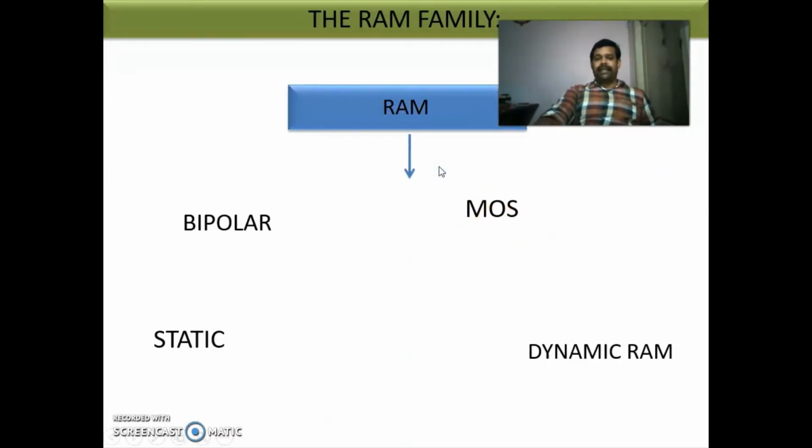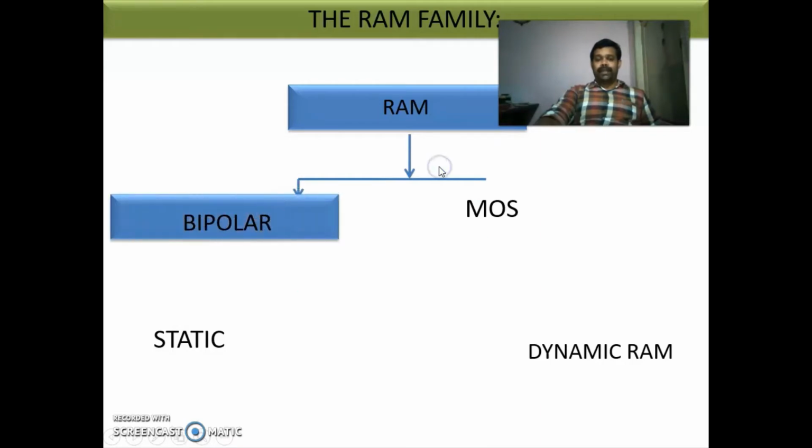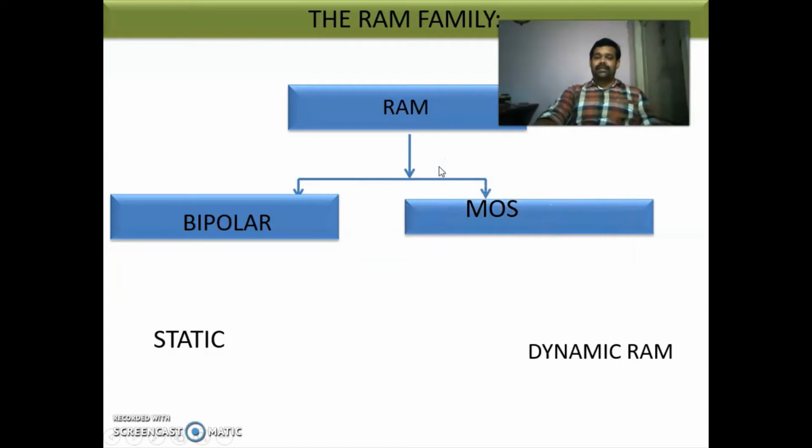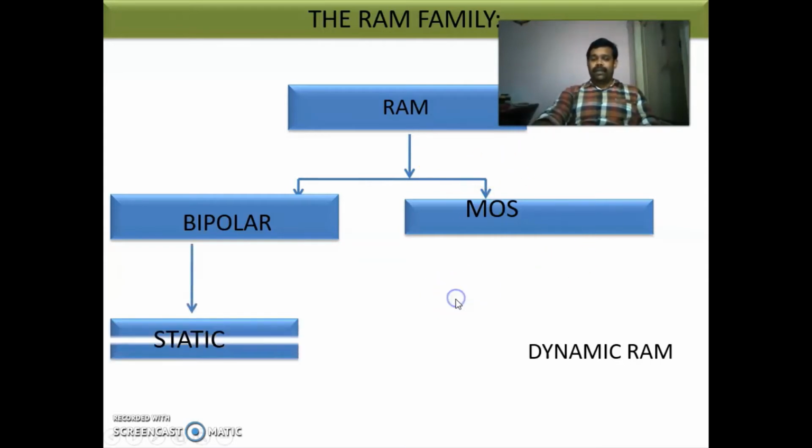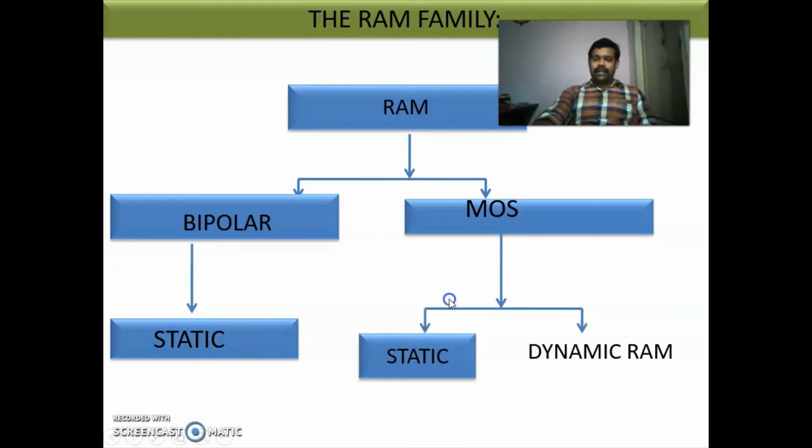The RAM can be divided into two types: it can be made by either bipolar or MOS. By BJT you can make this RAM, and second, by MOS you can make it. In bipolar there is only one type, static, and in MOS there are two types, static and dynamic. Once again, RAM can be made by two things, BJT and MOSFET, and in bipolar you have only static RAM, while in MOSFET you have both static and dynamic RAM.